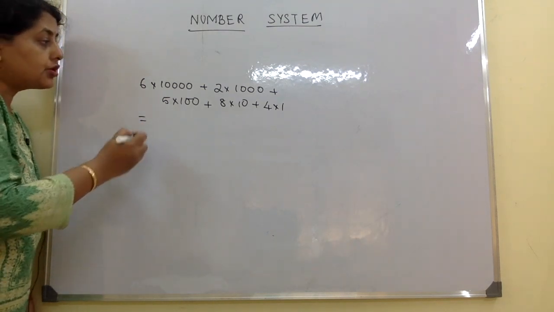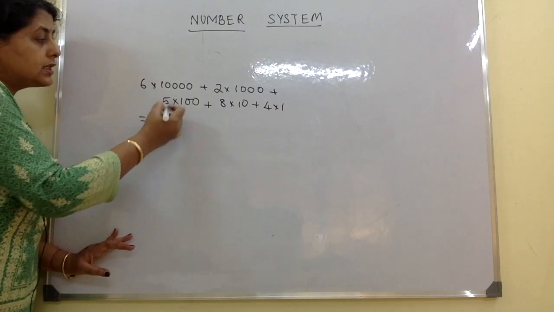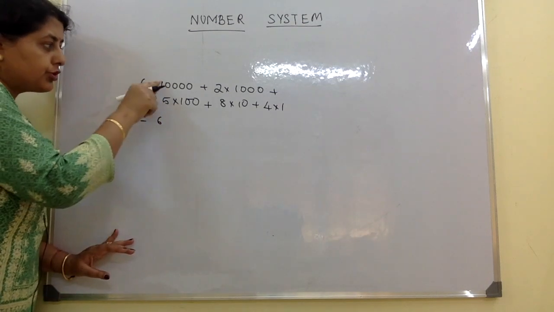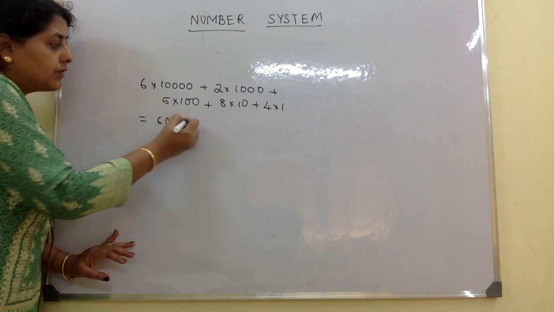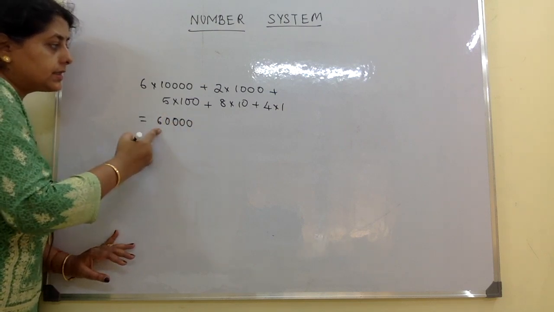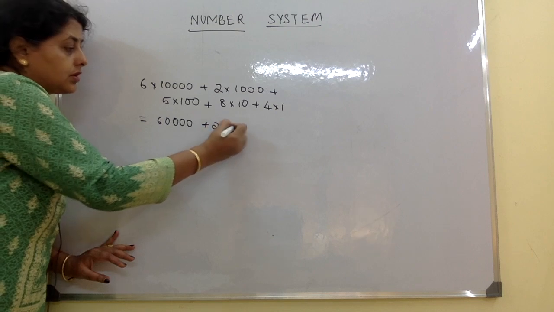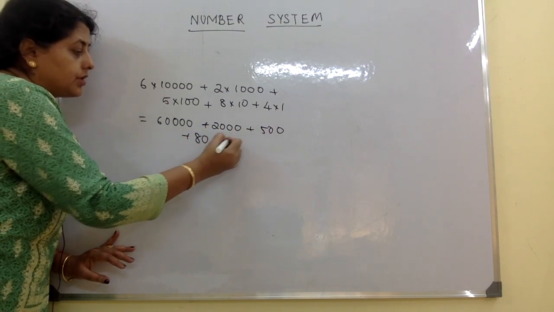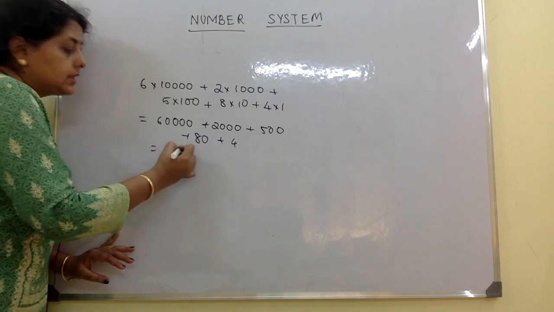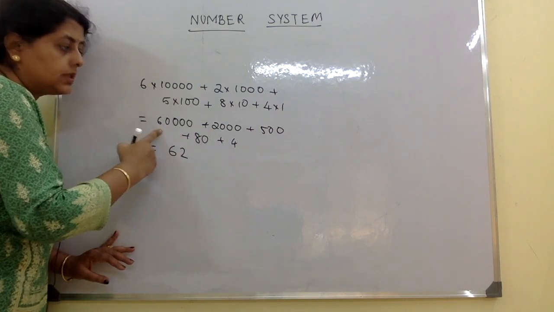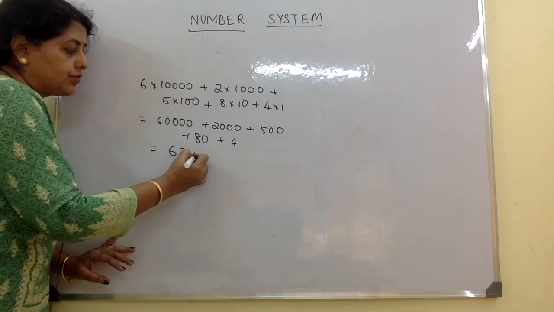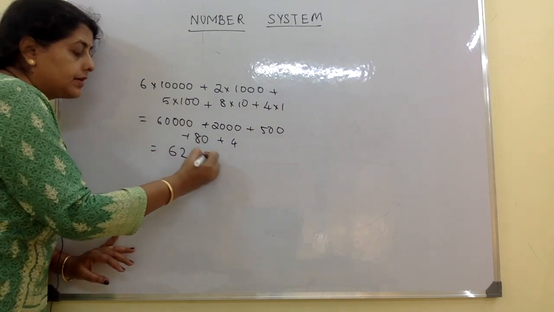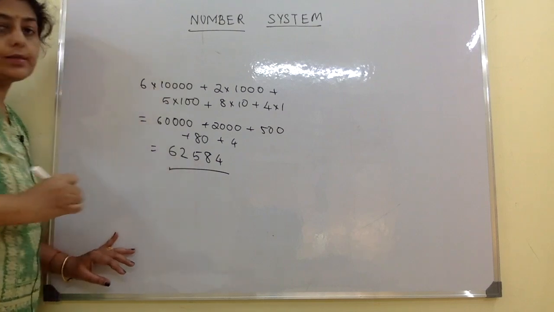Now what I should do here is, first 6 into 10,000, just put the zeros, you don't have to do rough work for this. This is 60,000, 2000 plus 500 plus 80 plus 4. That is 60,000 plus 2,000, 62,500. I'm adding it, 84, sum done.